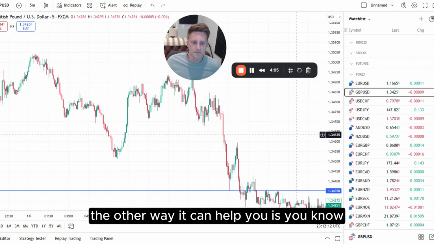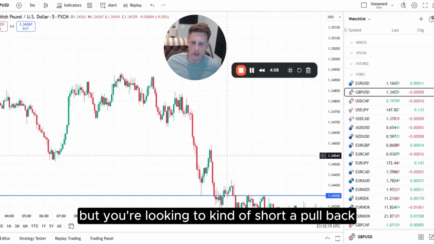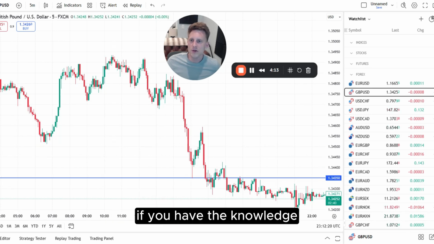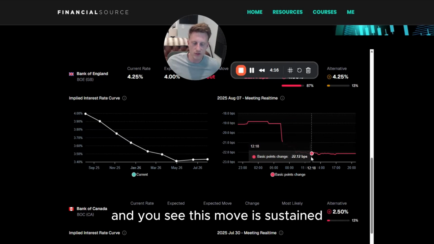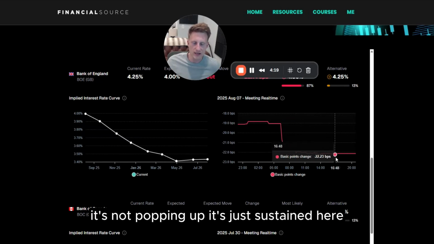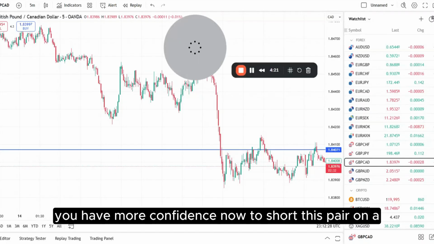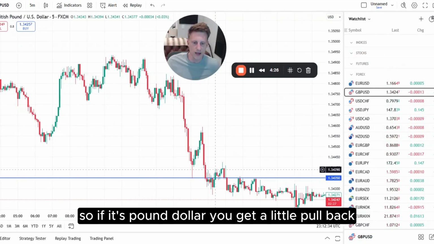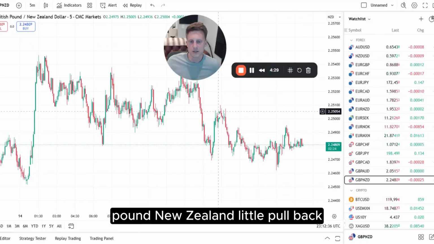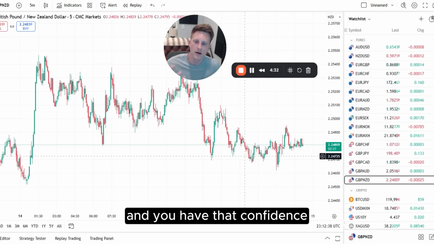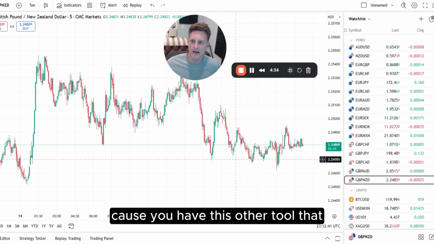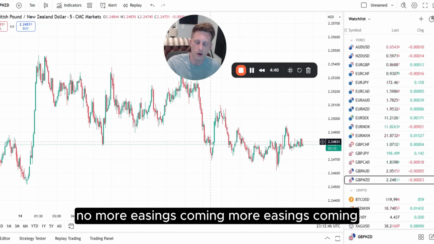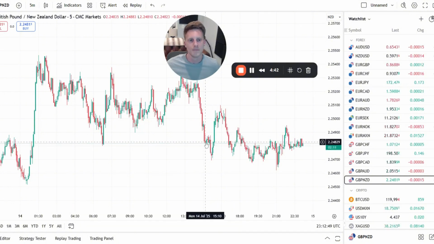The other way it can help you is, let's say you didn't get in up in here, but you're looking to short a pullback and you want to take a few pips. Well, if you go back to this tracker and you see this move is sustained, it's not popping up, it's just sustained here, you have more confidence now to short this pair on a slight pullback, right? So if it's pound dollar, you get a little pullback, you're shorting it down. Pound New Zealand, little pullback, you're shorting it down. And you have that confidence because you have this other tool telling you, okay, traders in another market are saying, no, more easing's coming. More easing's coming, the pound gets weaker.